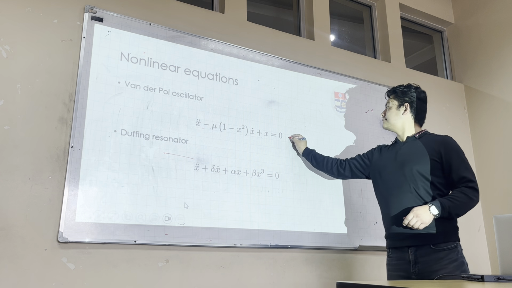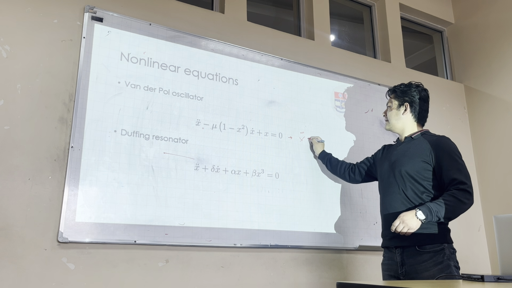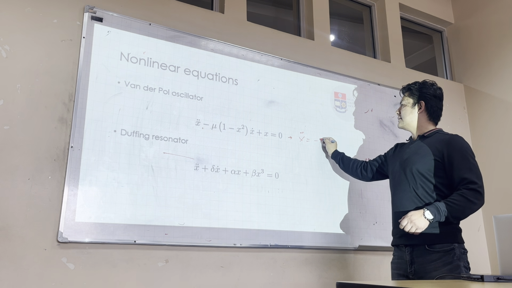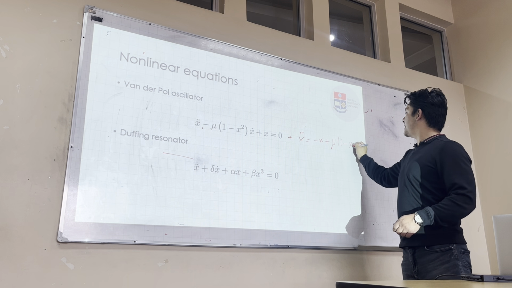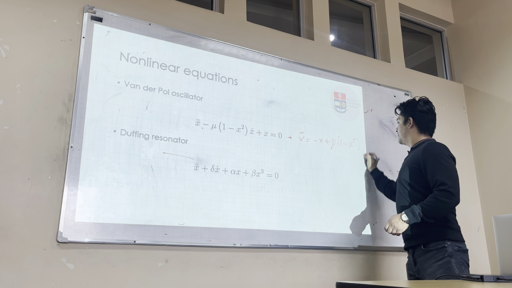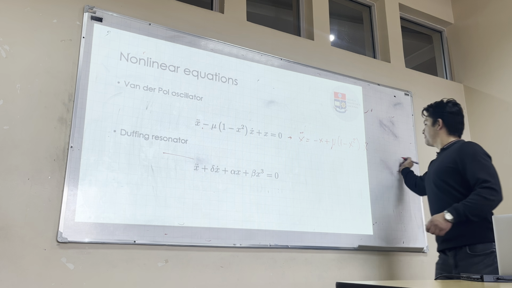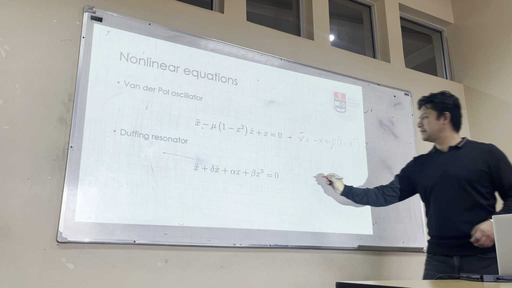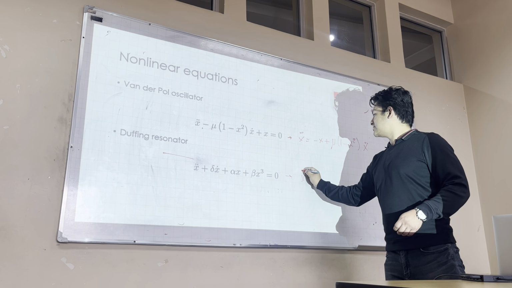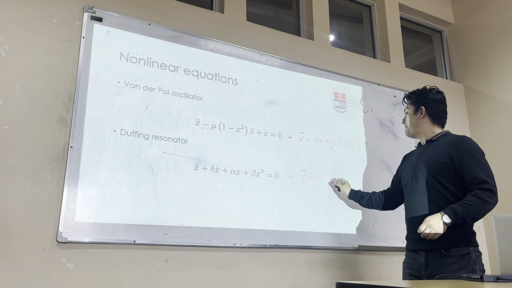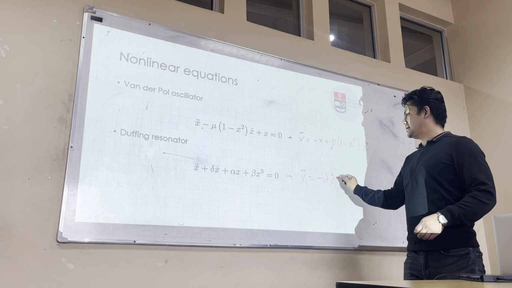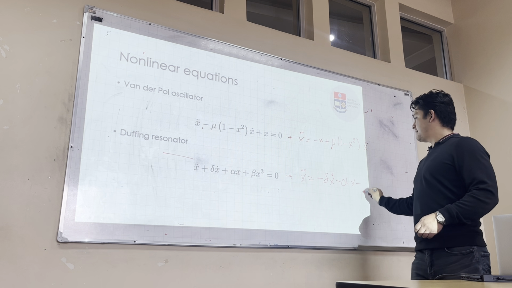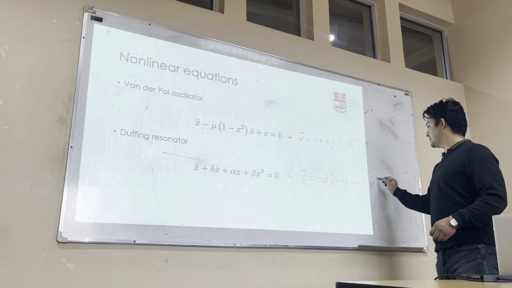To here: x double dot equals minus x plus 1 minus x squared x dot. And here: x double dot equals minus delta x dot minus alpha x minus beta x cubed.